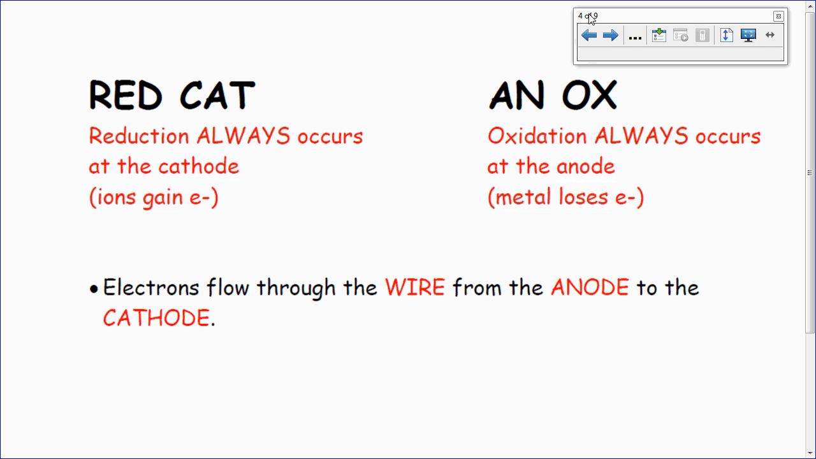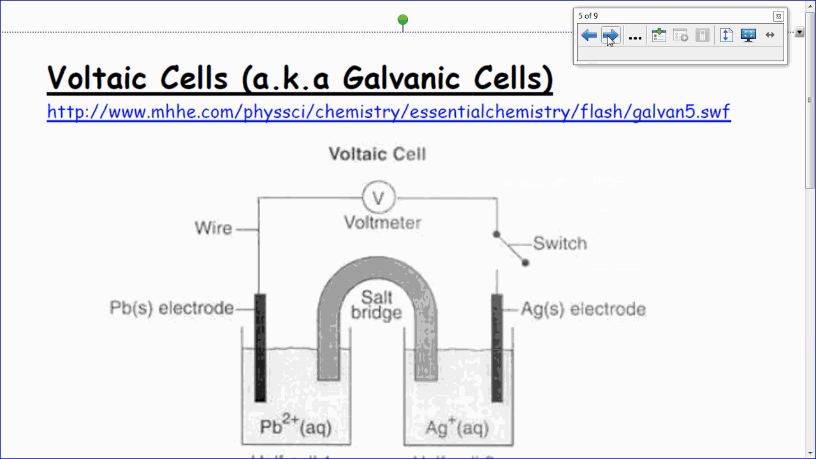How do you remember that? Well, anode starts with A, cathode starts with C, so this is kind of alphabetical. So electrons travel from the anode to the cathode through a wire. Oxidation happens at the anode, reduction happens at the cathode. Let's move on and see what an actual cell looks like.